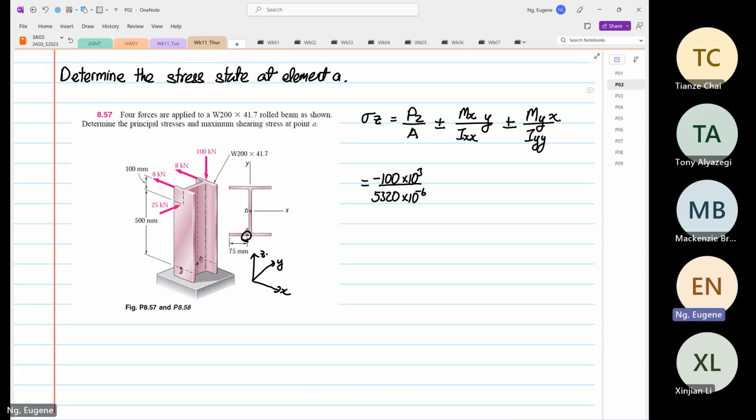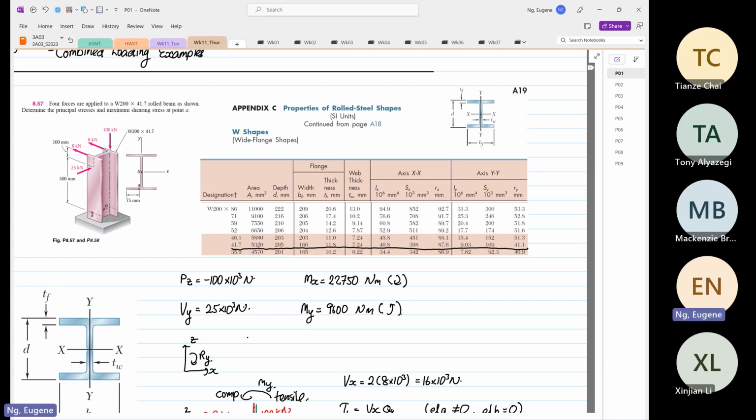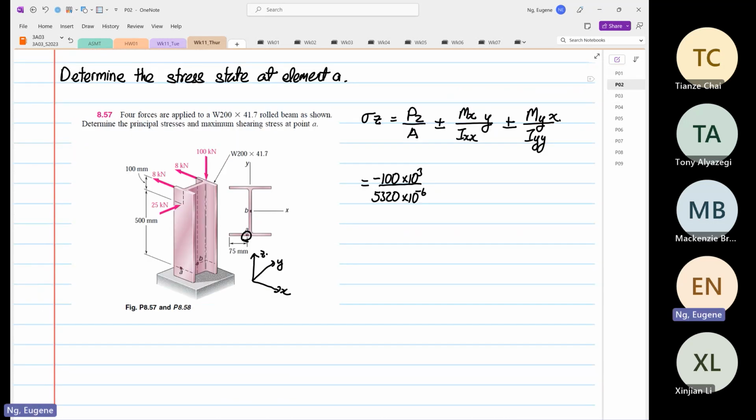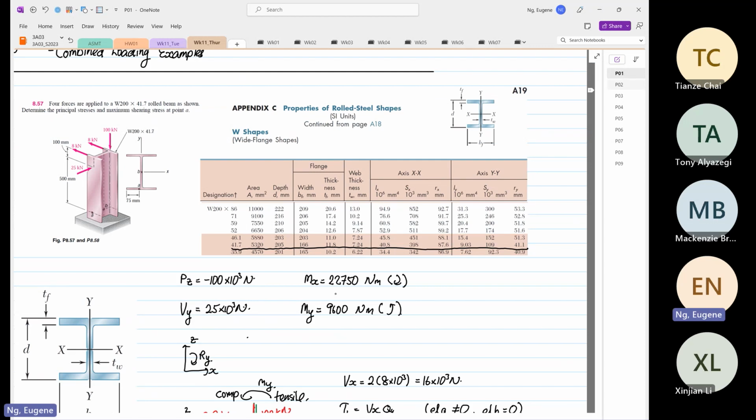Then if we look at moment in x, if I were to look at this view now, it is going to generate a moment in terms of x. So this is our moment in x, and it's going to be going this way. Sorry, I'm doing a moment about the x-axis. So the moment about the x-axis is doing this. We know that the value is 22750.